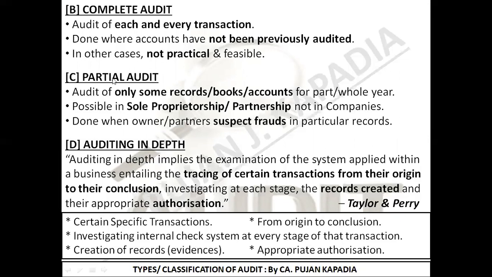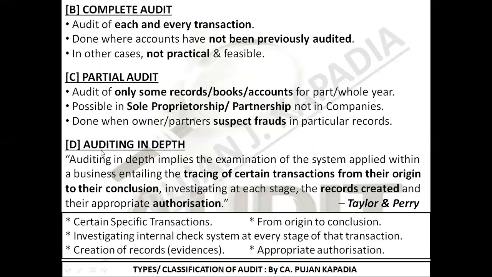Third was the partial audit. Partial audit basically talks about auditing only some records or some books or some accounts. So basically what I want to say over here is I am not auditing each and everything, I am just auditing the selected records. Whenever the owner or the partner suspects any kind of fraud, they can take resort to partial audit.